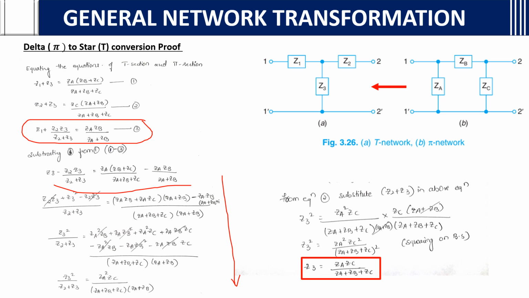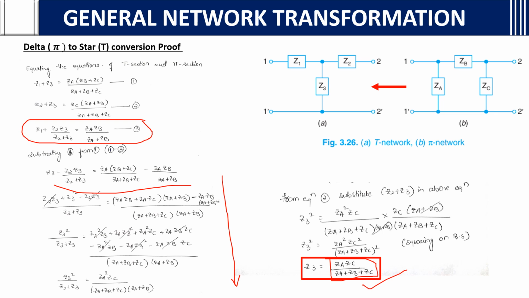After doing that, the last equation we get is Z3 equal to ZA ZC by ZA plus ZB plus ZC. In further slides I'll easily tell how to get this and how to memorize this formula, how to convert easily.